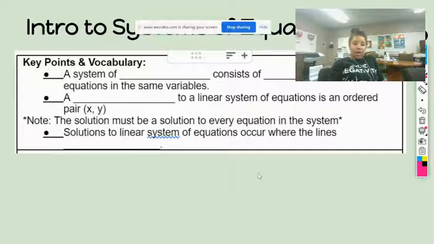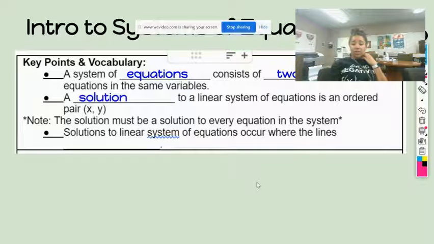So key points and vocabulary. A system of equations consists of two or more linear equations in the same variables. A solution to a linear system of equations is an ordered pair. Okay, the solution must be a solution to every equation in the system. Solutions to linear systems of equations occur where the lines intersect.